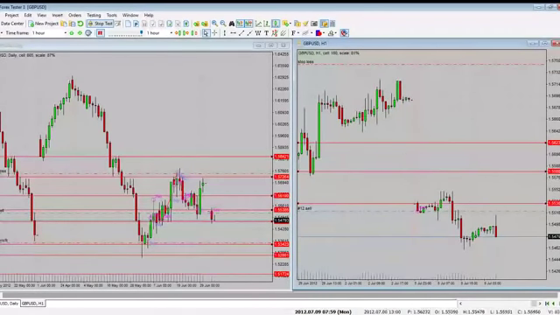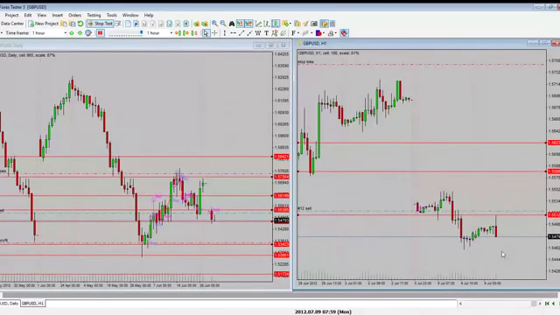Okay, so it pulled back right into this previous support resistance area, right about there. And now we have a good solid hourly close. So now we need to see if it will continue. My bias is to the downside, but we are into support though.